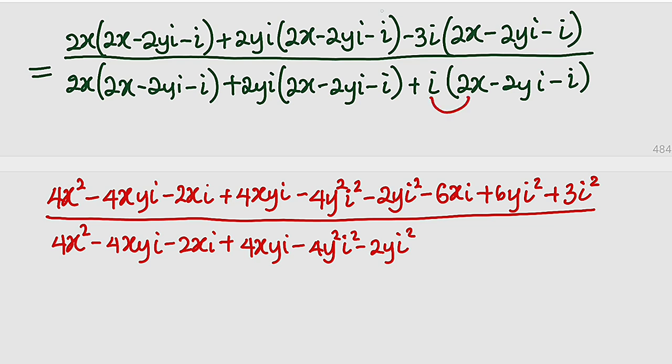Then we have i times 2x. That will give us 2xi. i times negative 2yi, we have a negative 2yi squared. Then we have i times negative i. That will give us negative i squared. All right.